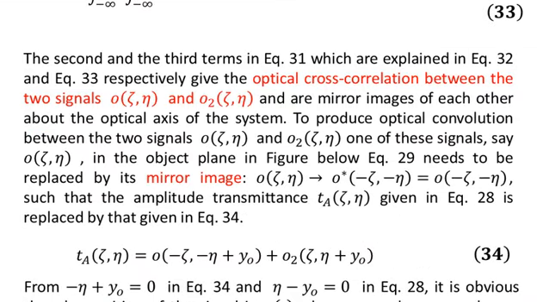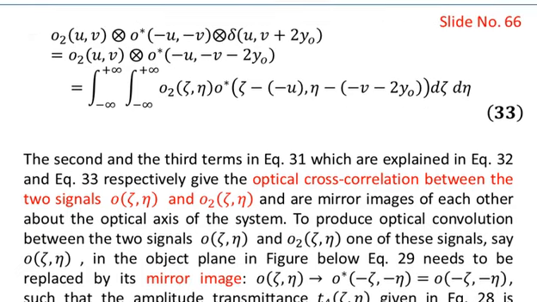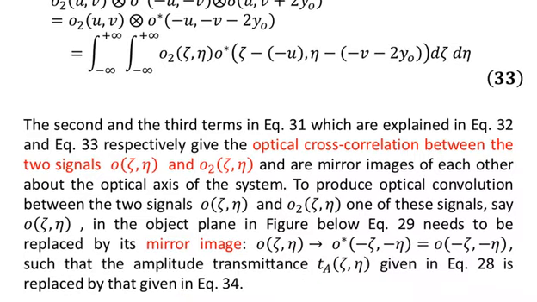The second and the third terms in equation 31, which are explained in equation number 32 and equation number 33 respectively, give the optical cross correlation between 2 signals, O at the zeta and eta coordinates and O2 at the zeta and eta coordinates, and are mirror images of each other about the optical axis of the system. So you see that these are the mirror images of each other.